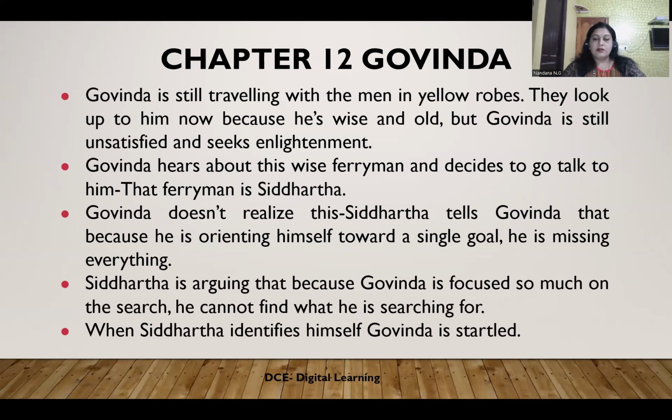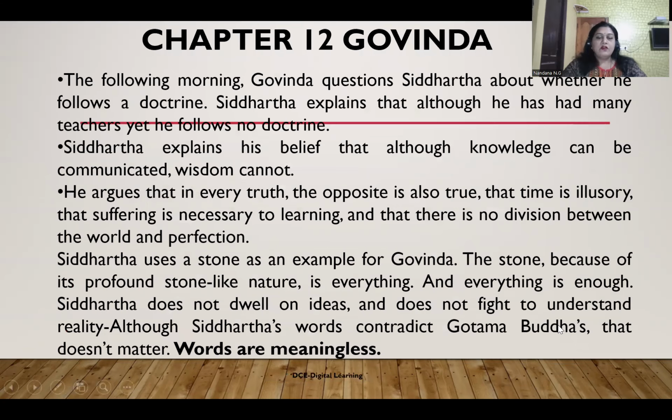Siddhartha is arguing that because Govinda is focused so much on the search, he cannot find what he is searching for. When Siddhartha identifies himself, Govinda is startled. The following morning, Govinda questions Siddhartha about his attaining nirvana and whether he follows a doctrine. Siddhartha explains that although he has had many teachers, he follows no doctrine. Siddhartha explains his belief that although knowledge can be communicated, wisdom cannot.